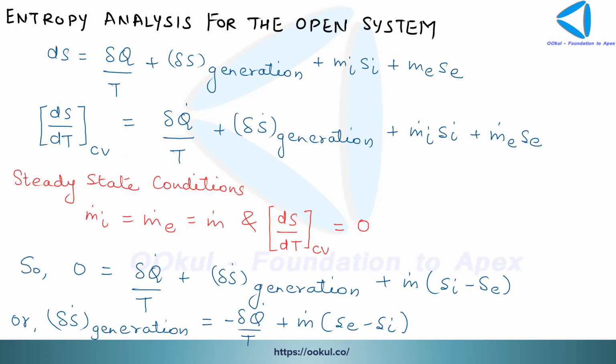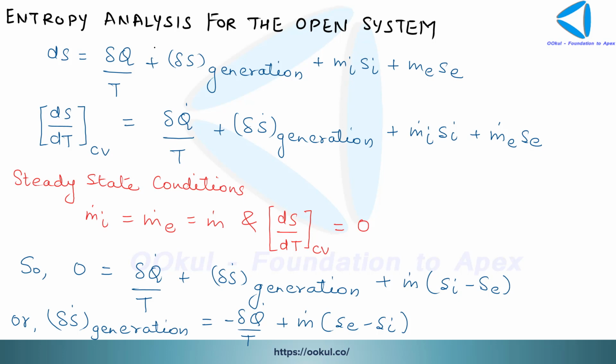Now the entropy analysis for the open system. We know for the open system there will be mass interaction as well. And we saw that the entropy of a system can also be changed by the mass interaction. So the entropy analysis for the open system and a closed system has a bit of variation. Let us see what it is.